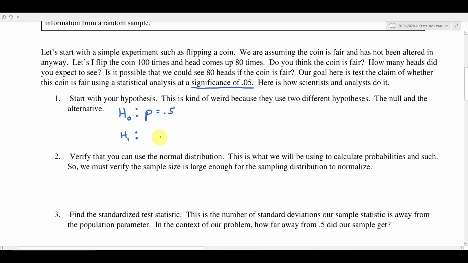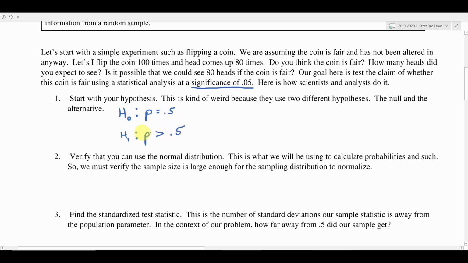So we have a couple of options that we could put here. We could put that the proportion is not equal to 0.5. We could put that it's less than 0.5, or we could put that it's more than 0.5. So based on my experiment up here, I see 80 out of 100. I'm thinking that the proportion is going to be greater than 0.5 here. So I'm going to write that proportion greater than 0.5. So this is our assumption about the population. This is my claim. I'm claiming that the proportion is bigger than 0.5.